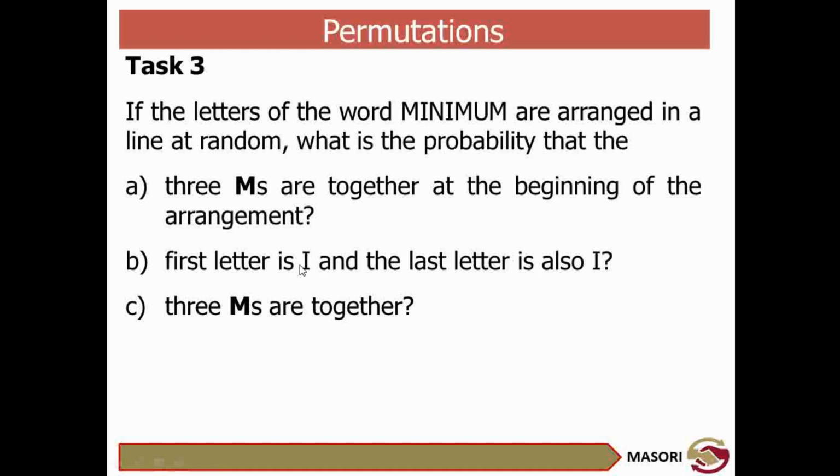Now, when you look at this question, it is a question from permutations. And for us to be able to work this one out, we need to remember the rules of permutations. So let's start by finding the probability that the 3 M's are together at the beginning of the arrangement.